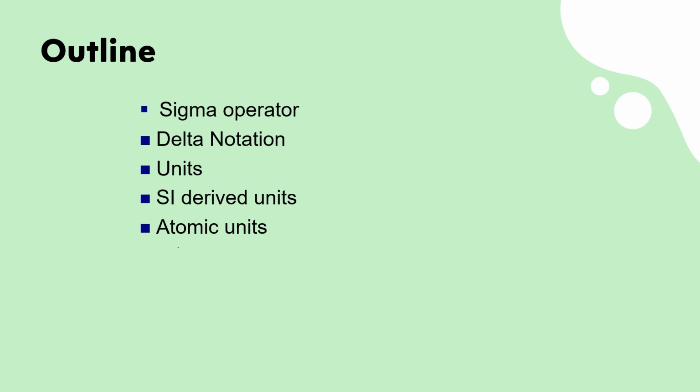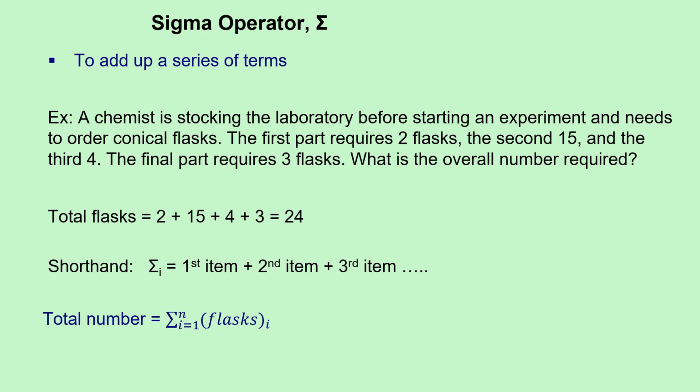So this is the outline for our lecture today. Okay, sigma operator. Sigma operator is represented by this symbol. Okay, this one is sigma. And what does it mean? It shows that you have to add up a series of terms. Okay. To make it more simple to understand, let us look at this example.